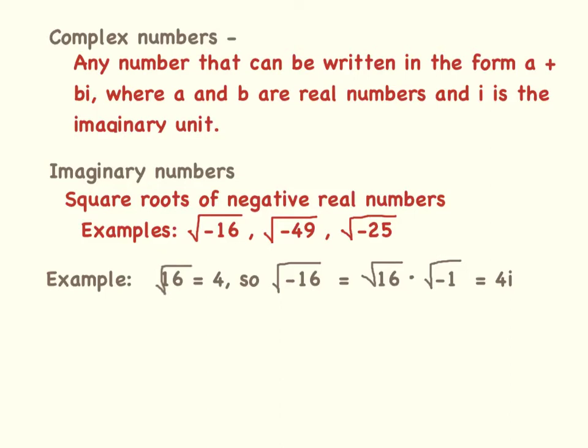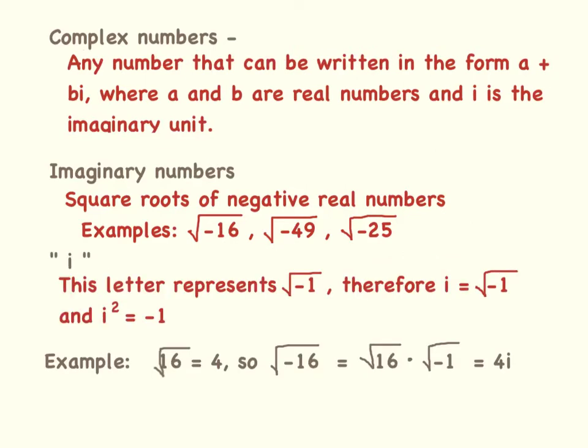Now let's look at what an imaginary number is. An imaginary number is the square root of negative real numbers. Some examples of this are the square root of negative 16, the square root of negative 49, and the square root of negative 25. Now pause this video while you think of other square roots of negative numbers.